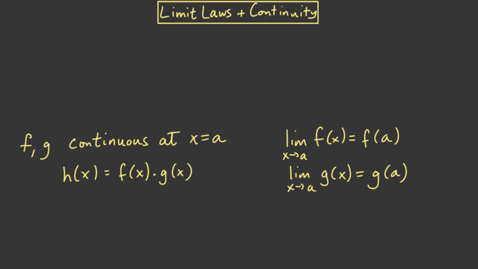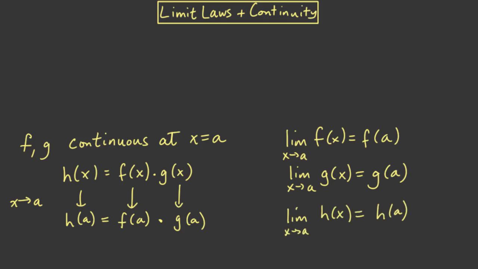Well, the limit of a product is the product of the two limits. And so as x approaches a, f of x is approaching f of a, and g of x is approaching g of a. So h of x is approaching f of a times g of a, which is h of a. So the limit of h of x as x approaches a equals the value of h at a. In other words, h is continuous at a.